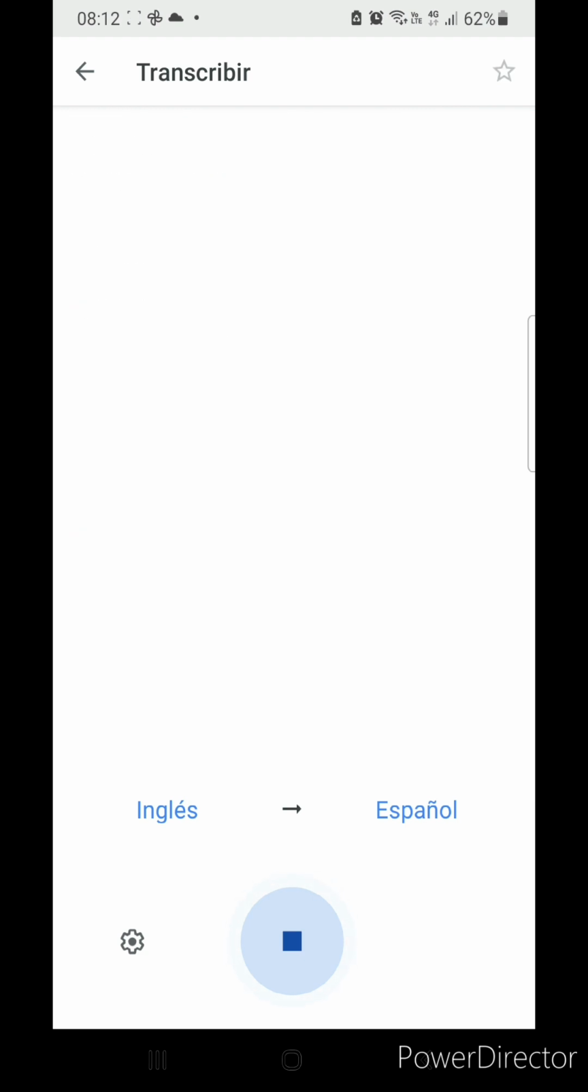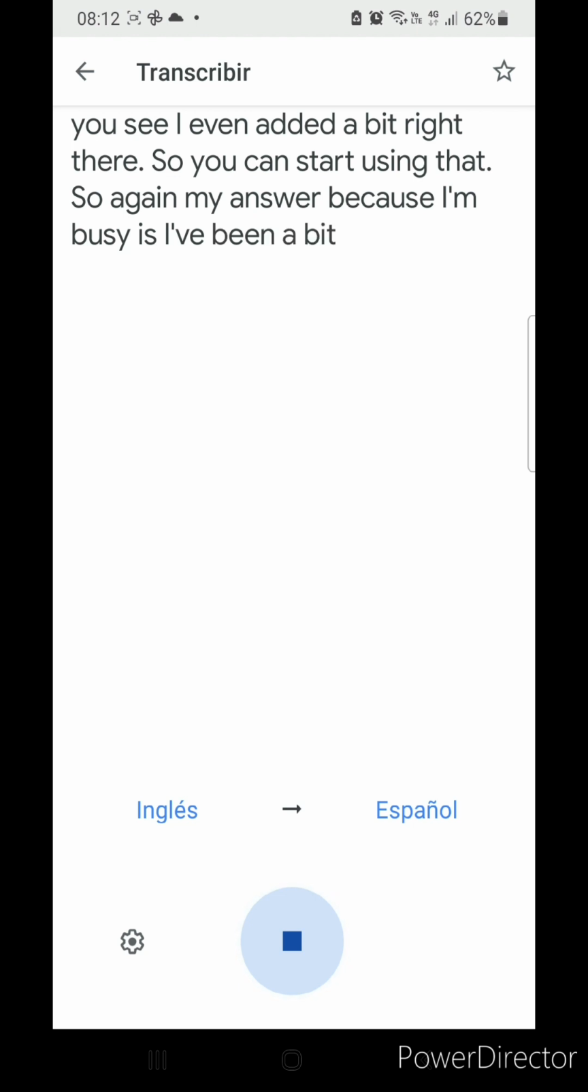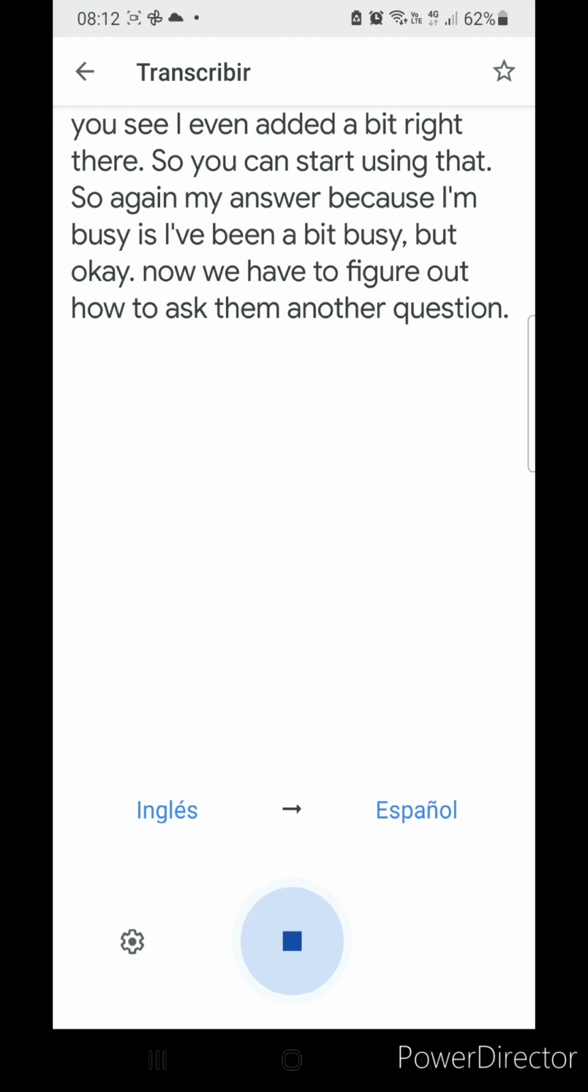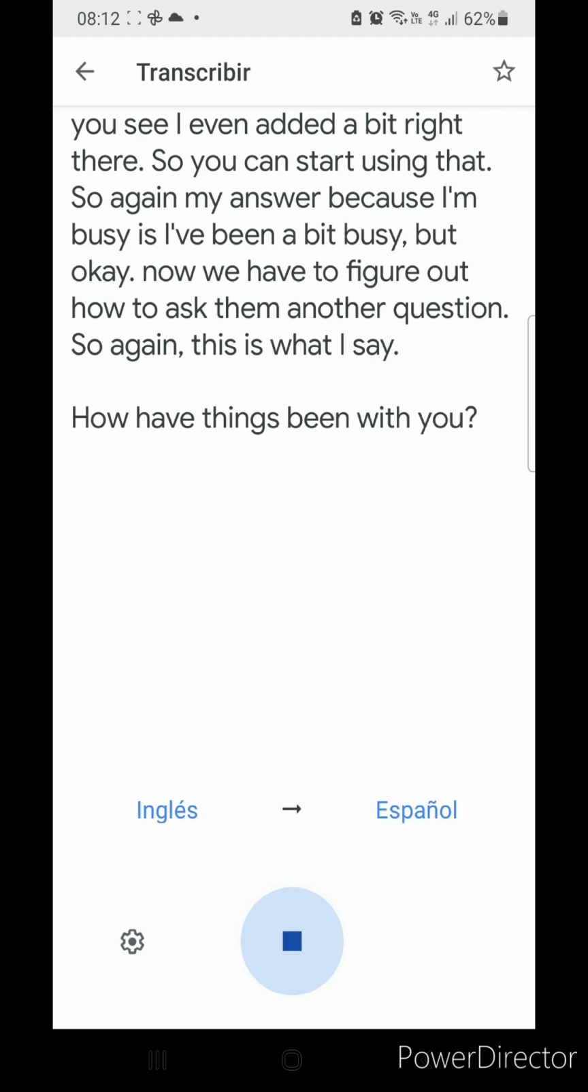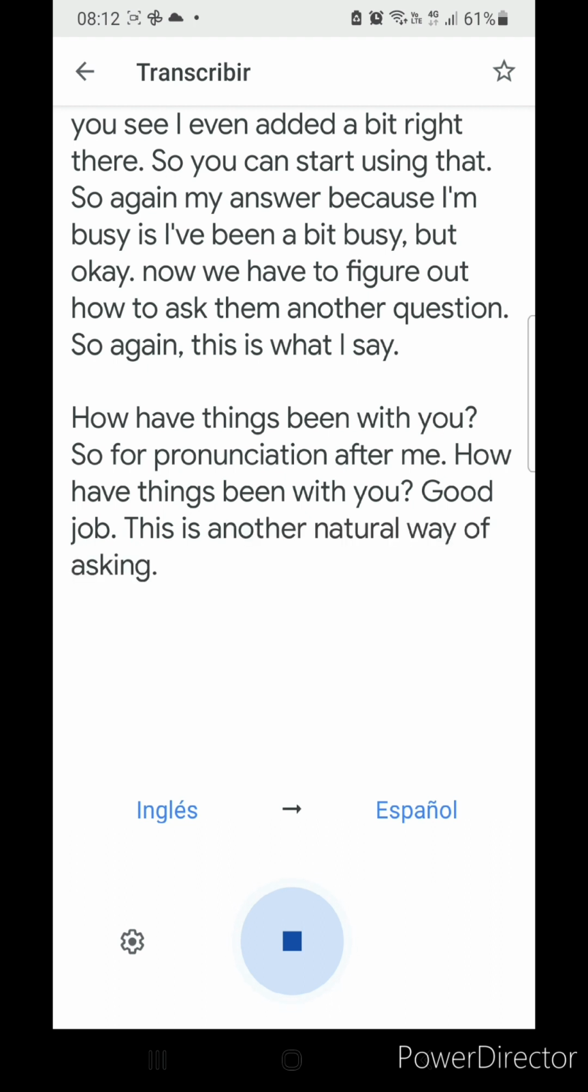You see, I even added a bit right there. So you can start using that. So again, my answer, because I'm busy, is I have been a bit busy, but okay. Now, we have to figure out how to ask them another question. So again, this is what I said. How have things been with you? So, for pronunciation, after me, how have things been with you? Great job. This is another natural way of asking a follow-up question, okay?